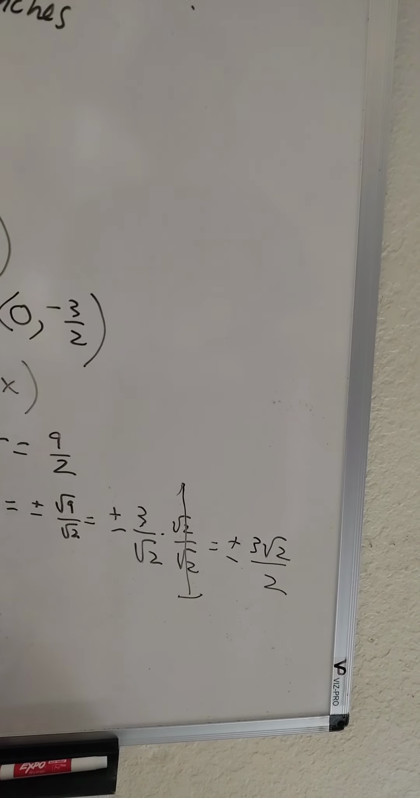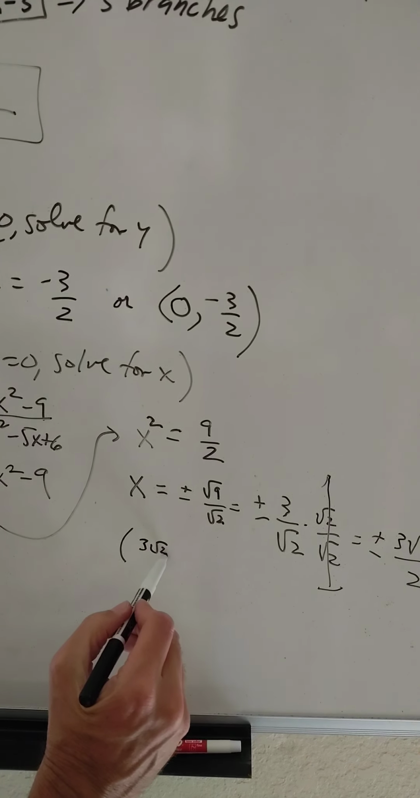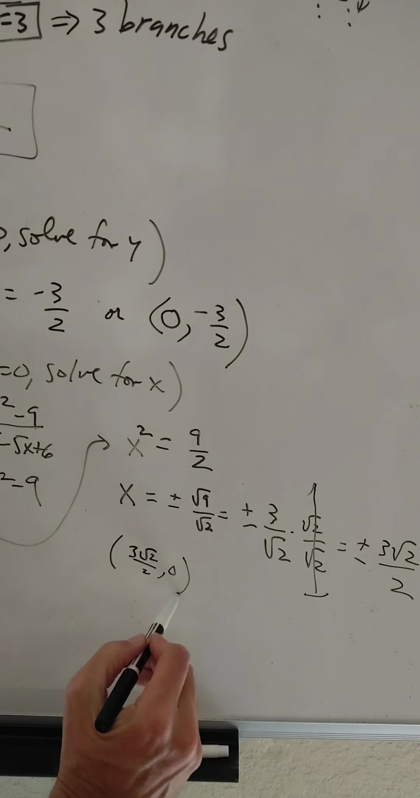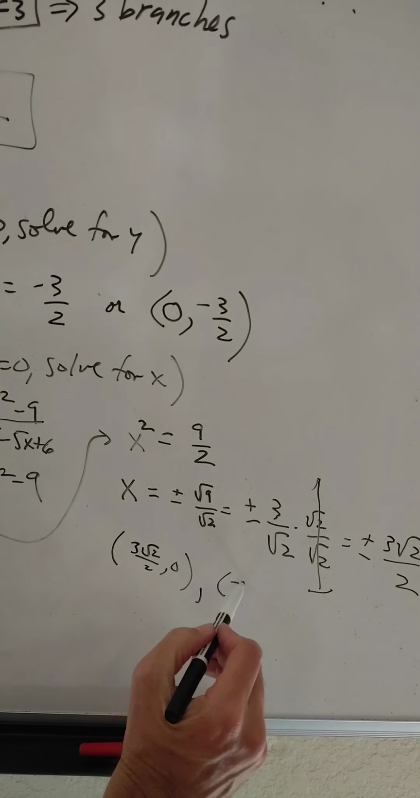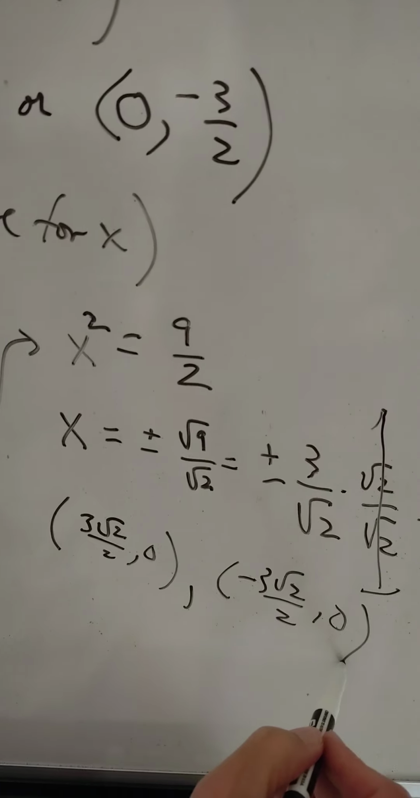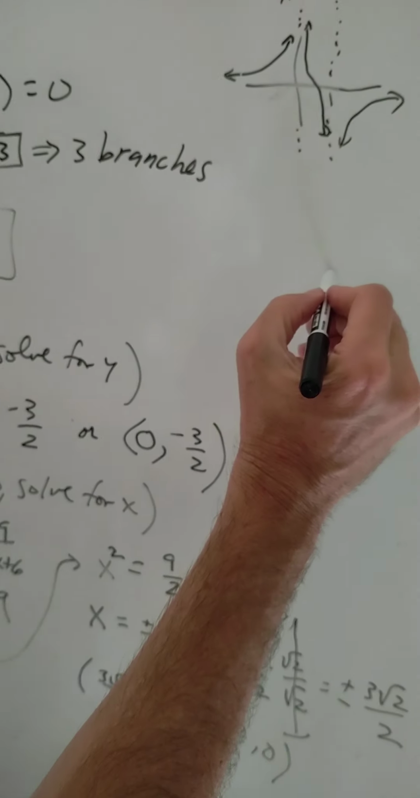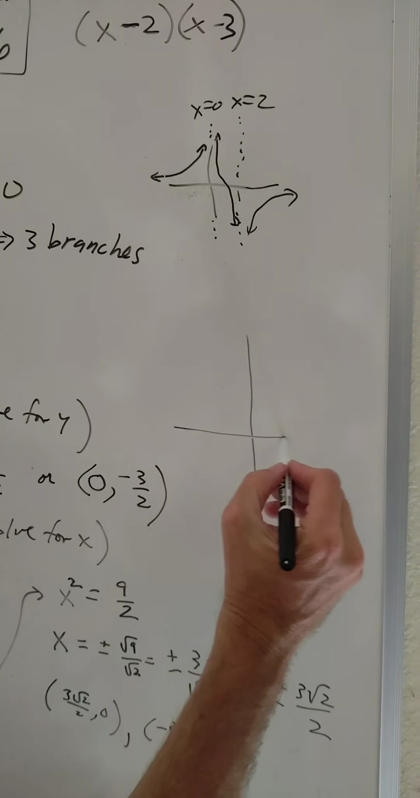I'm going to write them as ordered pairs now. So when I look at the positive answer, I get x is 3 square root of 2 over 2 comma 0. And then my other x-intercept is negative 3 square root of 2 over 2 comma 0. And then if I want to graph this function, which I'm not going to do, I'm just going to start you off anyway. Here's how this stuff helps us.